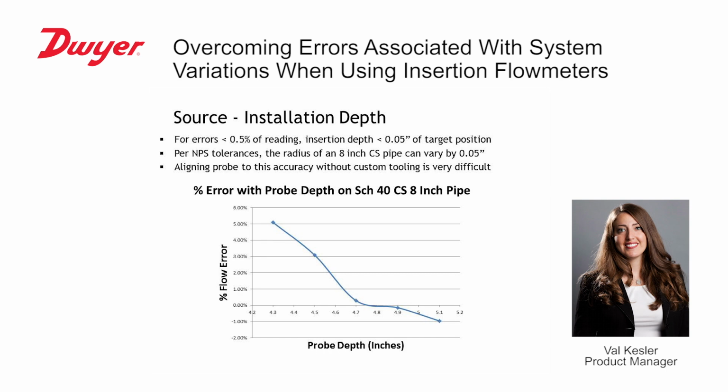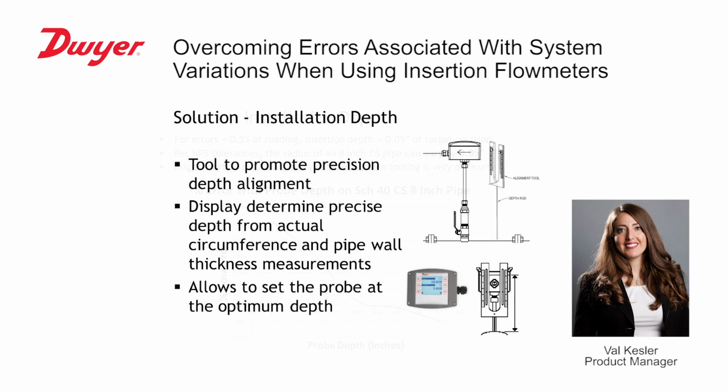You can see here on the graph what I have depicted is the percent error of probe depth on a Schedule 40 carbon steel pipe. What you're looking at right here is that for this 8-inch carbon steel, the correct insertion depth is a little past the halfway point, which would be around 4.8 inches. You can see that a variance of as much as half of an inch can actually cause a 5% flow error in your actual reading. So that was fairly surprising.